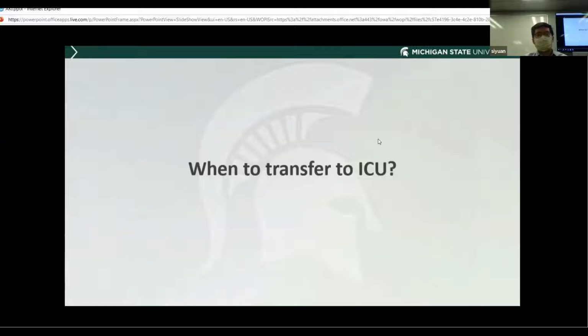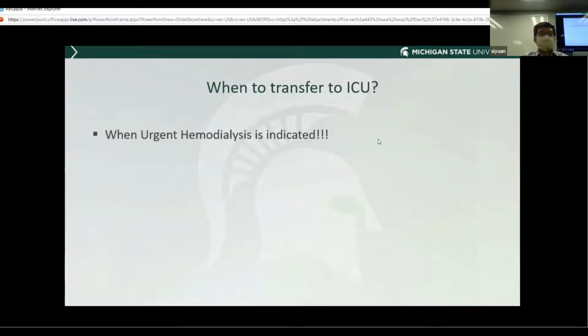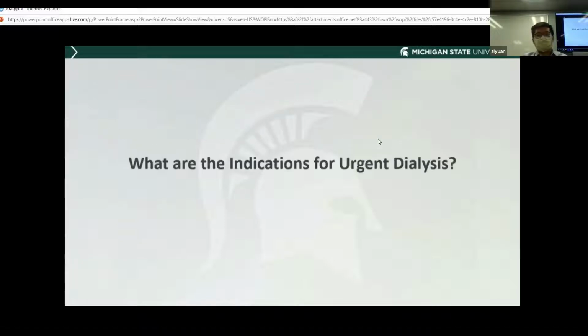All right. So when do you transfer the patient to the ICU in regards to AKI? Yeah, that's actually one of the only indications I can think of: urgent dialysis. When a patient has an urgent dialysis indication, you have to call the ICU, and they put in an urgent catheter and do dialysis, which can happen on the floor. So then we talk about the indications for urgent dialysis.